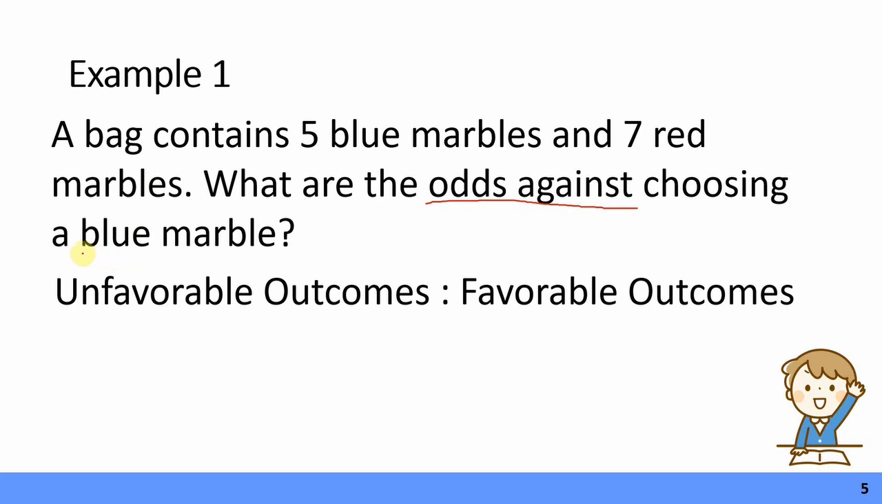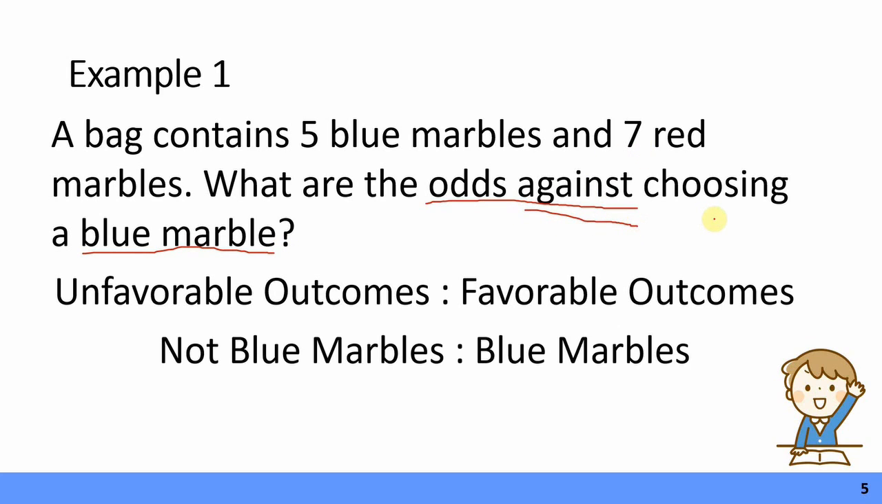That means that we're going to start with the number of marbles that are not blue because it has the word against. So we're going to start with the number of marbles that are not blue, and then we're going to compare it to the number of marbles that are blue. So pretty simple. What do you think the answer for this one is? Just like the other one, but backwards, right? So this one's going to be 7 to 5.